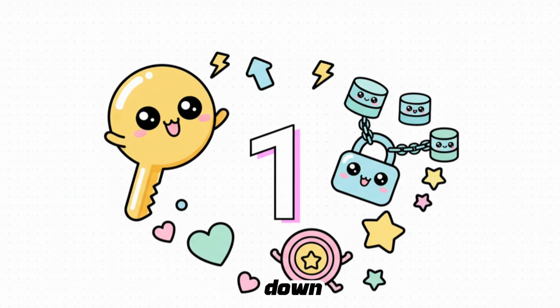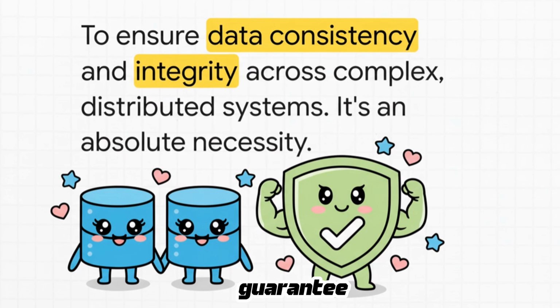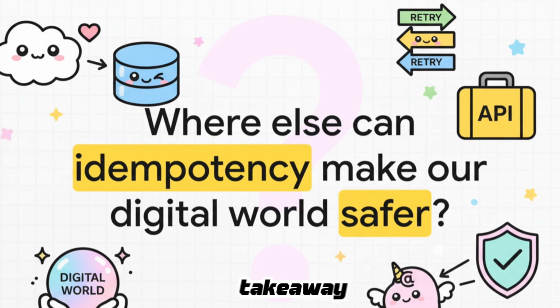When you boil it all down, all these complex techniques, the keys, the locks, the validation checks, they all serve one single powerful goal. And that goal is to guarantee data consistency and integrity. In a world of incredibly complex systems spread all over the globe, where networks fail all the time, idempotency isn't just a nice-to-have feature. It is an absolute must-have for building software that people can actually trust. The big takeaway here is that idempotency makes it safe to try again. It takes a chaotic, unpredictable failure and turns it into a predictable, safe outcome.